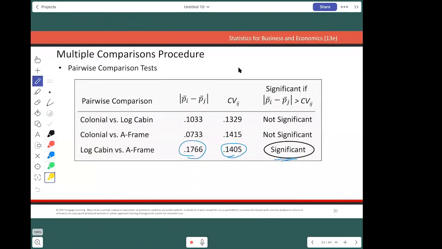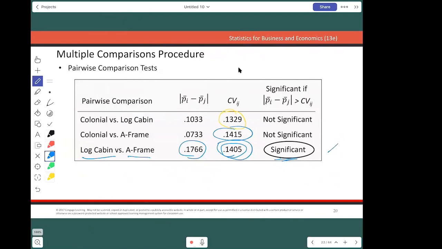So you calculate the P bar I minus P bar J for each pair, and then the CVIJs. And then remember, if the CVIJs are smaller, then it will be significant. This one, the first one, is not smaller, it's bigger. So therefore, it's not significant. The second one is also bigger, it's not significant. But the third one is smaller. So in other words, there's a significant difference between the proportion of people who will likely repurchase for log cabins versus A-frames.